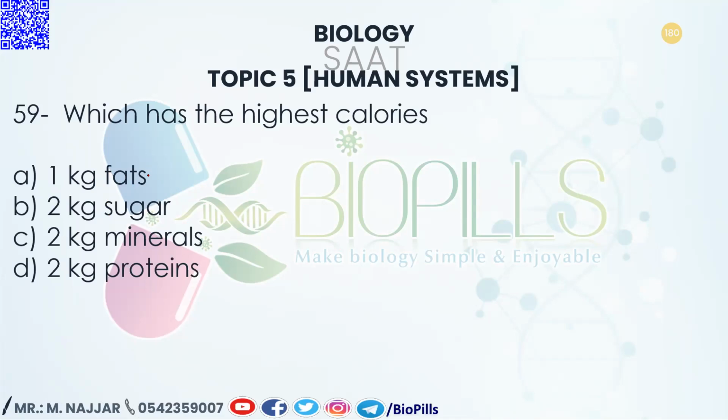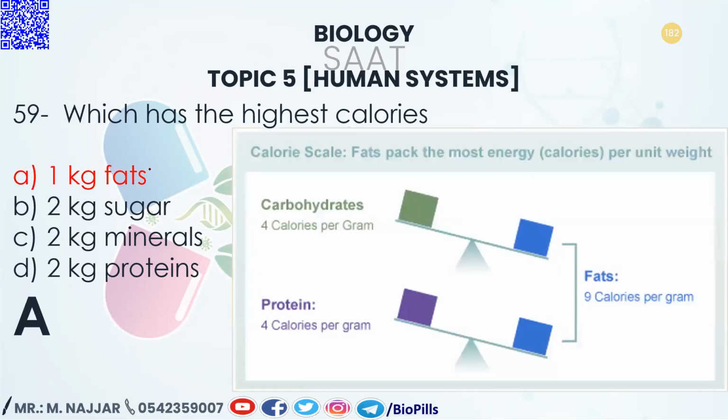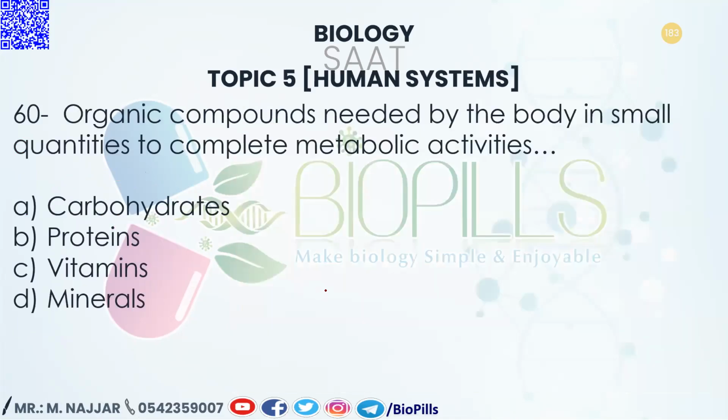1 kilogram of fat. Yes. Because, as you know here, carbohydrates give you 4 calories per gram. Proteins, 4 calories per gram. 1 gram of fat gives you 9 calories, which is more than double of 2 grams, one of carbohydrate and one of protein. Question number 60. Organic compound, stress the word organic, needed by the body in small quantities to complete metabolic activities.